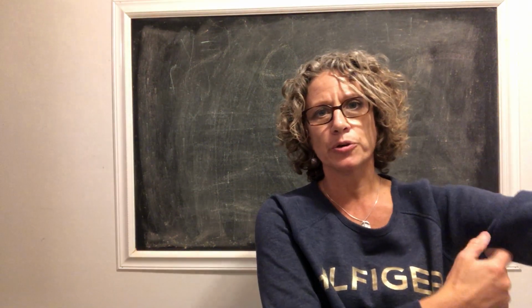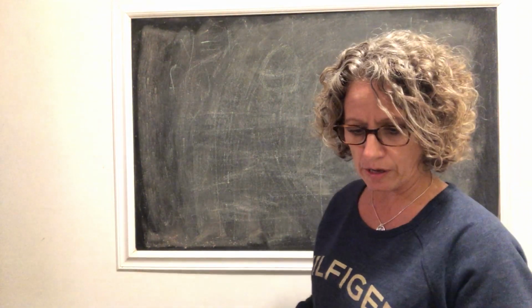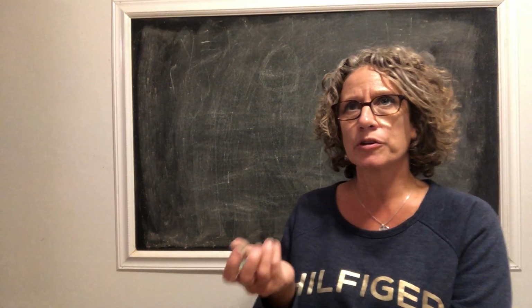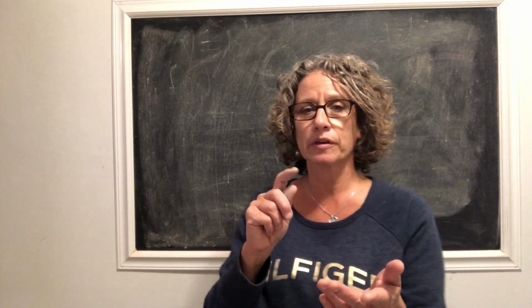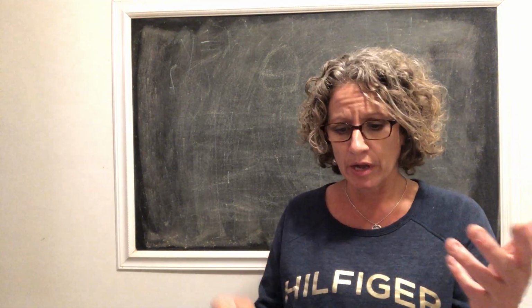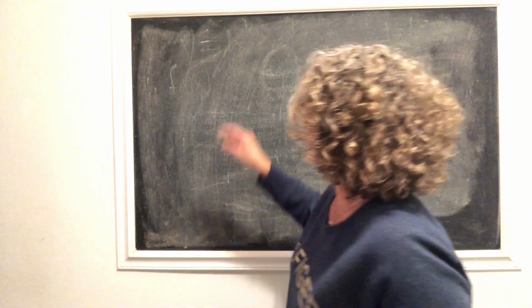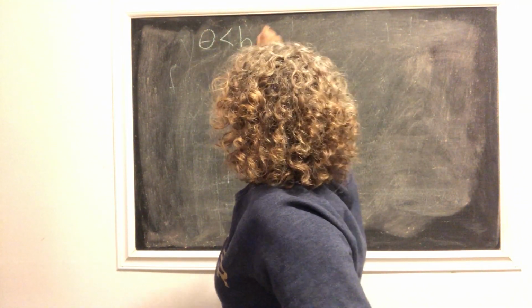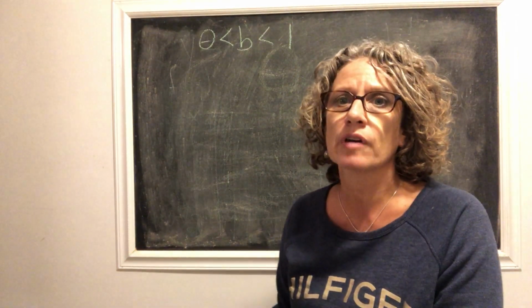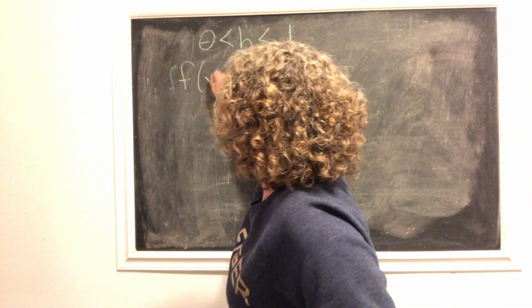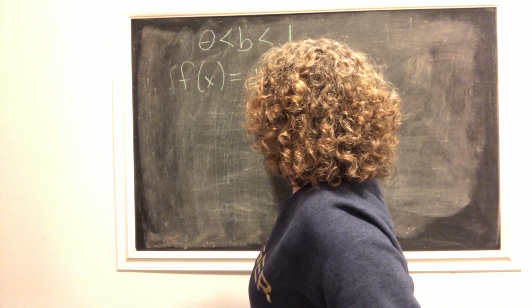Next, I'm going to show you a graph of a fractional base. All I've said is that the base cannot be 0 and cannot be 1. So the base has to be greater than 0, and the base cannot equal 1. What if I have a base that's between 0 and 1? In other words, I want a base that's a fraction. So let's do f of x equals 1/3 to the x power.